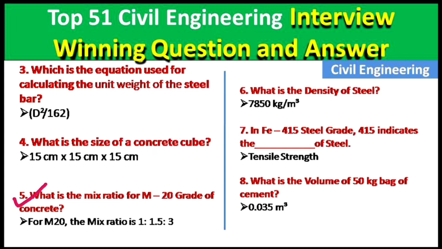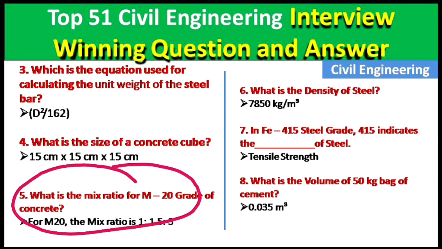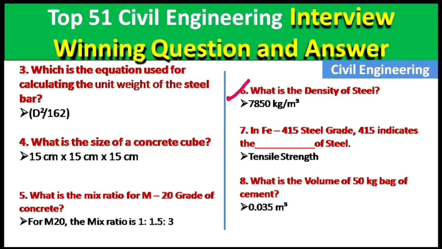Point number 5 is: what is the mix ratio of M20 grade of concrete? Okay, so the mix ratio of M20 grade is how much? 1:1.5:3. This question is the most asked question in interviews. Okay guys, so point number 6 is: what is the density of steel? The density of steel is how much? 7,850 kg per meter cube.